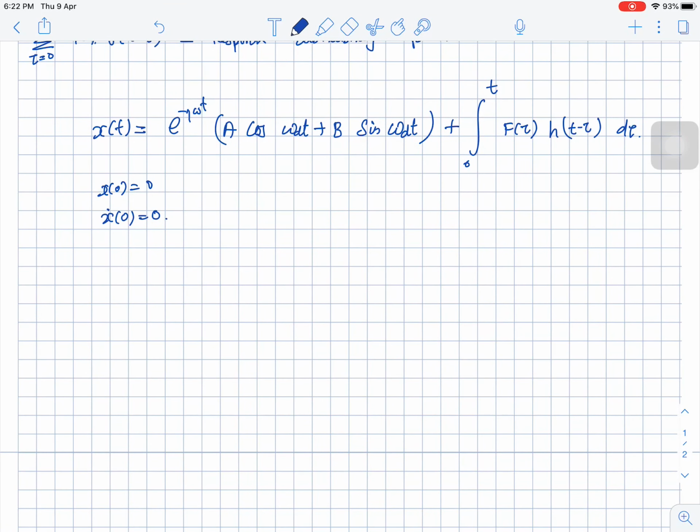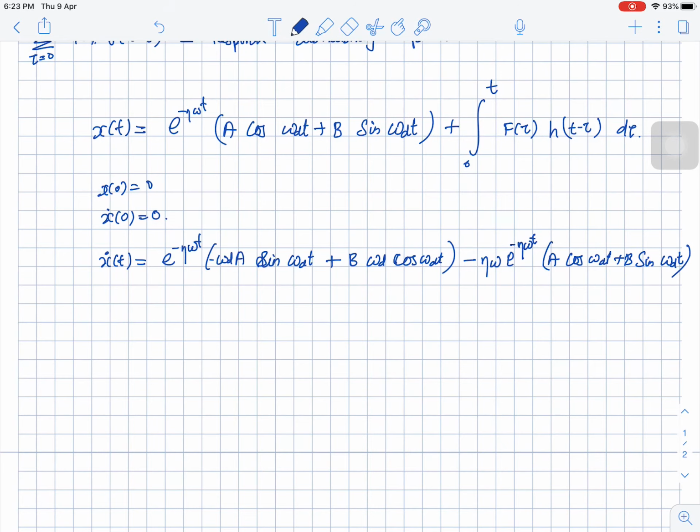So we will take the derivative x dot of t. That becomes e power minus eta omega t, a sin omega d t into omega d, with a minus, plus b cos omega d t into omega d, minus eta omega e power minus eta omega t, a cos omega d t plus b sin omega d t.